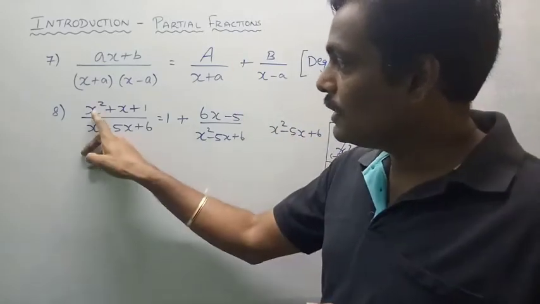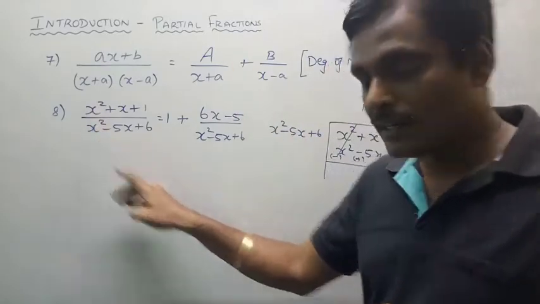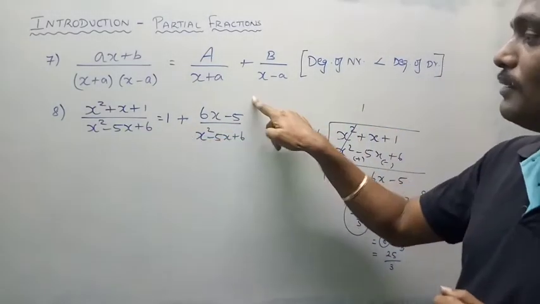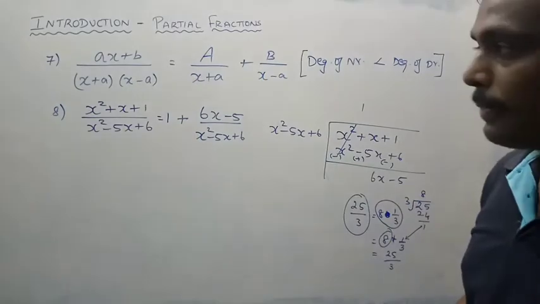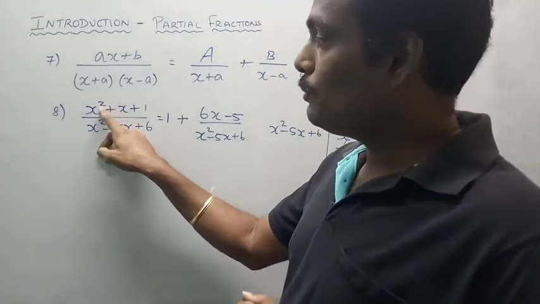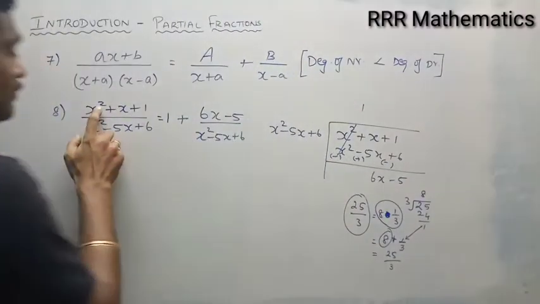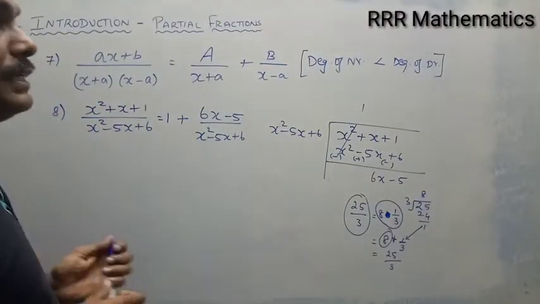So in this case, if the degree of the numerator and degree of the denominator are equal, you want to use a long division method. Write quotient plus remainder divided by the divisor. Suppose the degree of the numerator is more than the denominator. Degree of the numerator is more than the denominator.